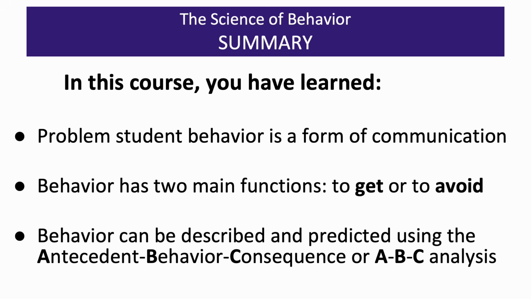You have reached the conclusion of this course. In this course, you have learned problem student behavior is a form of communication. Educators must analyze behavior to understand what students are saying and doing. Behavior has 2 main functions, to get or to avoid. The function identifies the behavioral need. Behavior can be described and predicted using an antecedent behavior consequence analysis. This is the first step in developing a behavior summary statement and the design of effective behavior intervention plans.